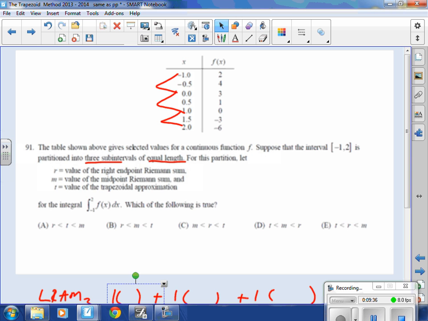If I'm doing LRAM, what's the height of the first rectangle? 2. Use the left edge to calculate the height. If I'm doing LRAM, what's the height of the second rectangle? 3. And what's the height of the third rectangle? 0. So LRAM 3 turns out to be 5.